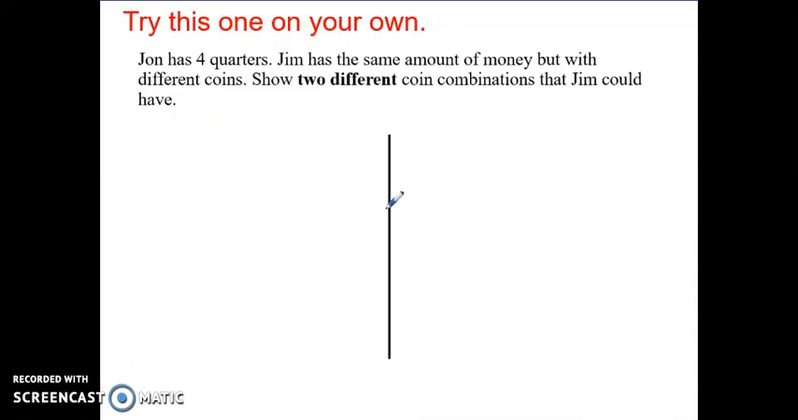You're going to try this problem on your own. So it says John has 4 quarters. Jim has the same amount of money, but with different coins. I want you to show me 2 different coin combinations that Jim could have. So first, you need to figure out how much money John has. Then, you're going to show me 2 different ways to make that same amount. When you're done with this problem, you're done with today's lesson.